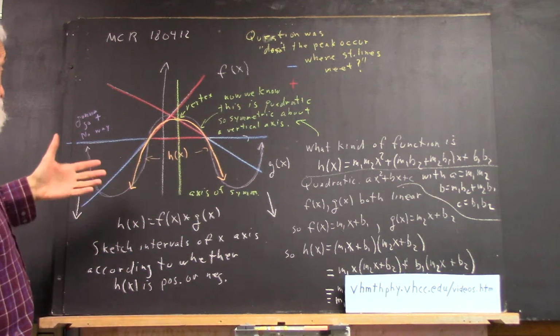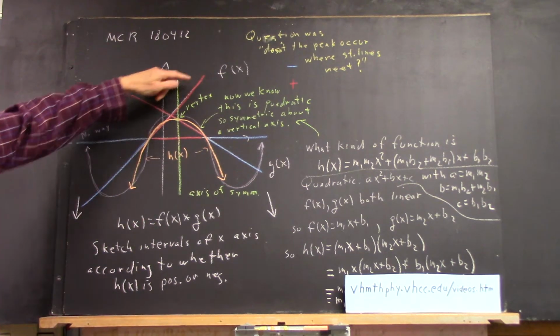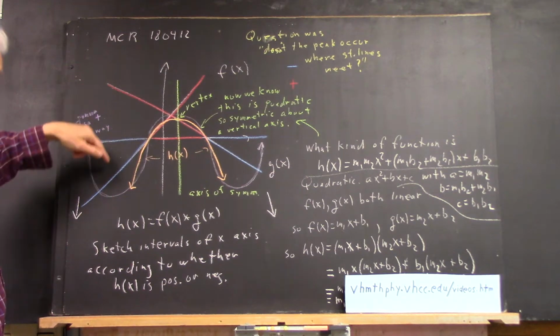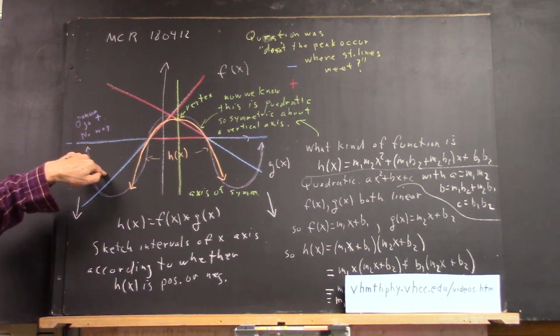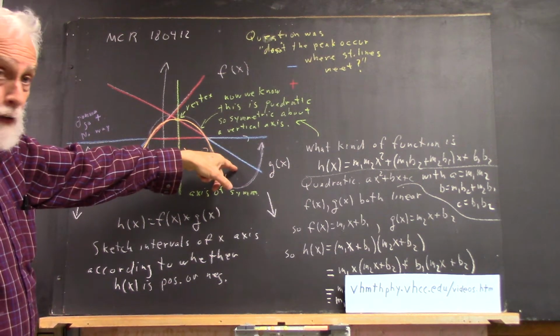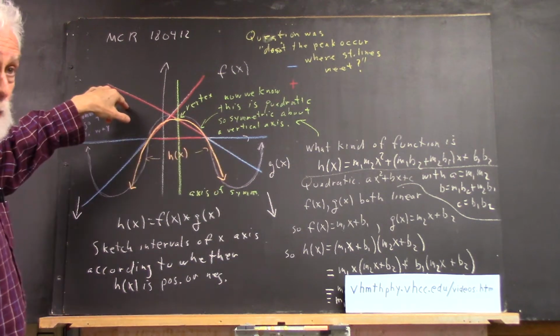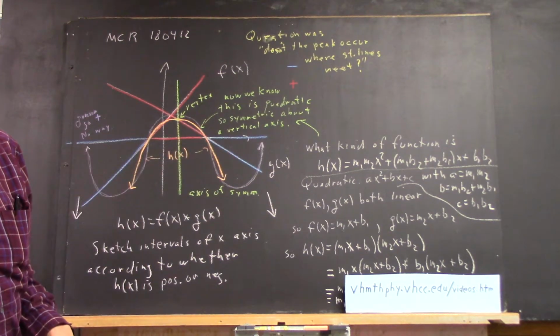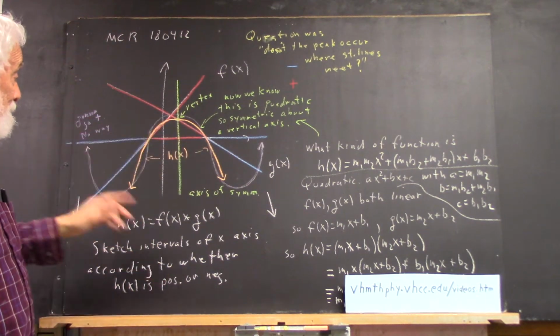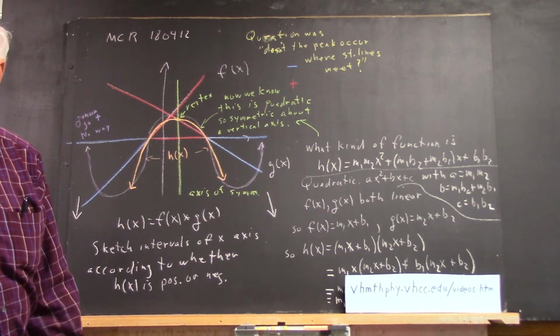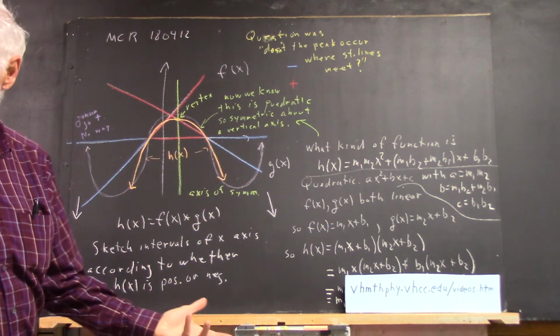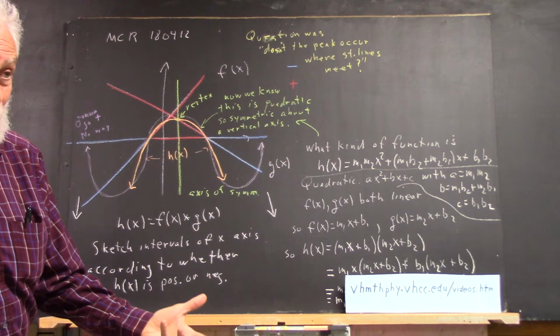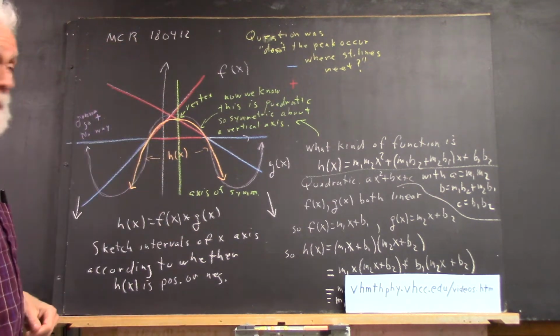So we colored the f of x function red where it was positive, and blue where it was negative. And we colored the g of x function blue where it was negative and red where it was positive. So that below the axis, both of our functions are blue, for reasons that should be really clear. Okay? Above the axis, they're both red.